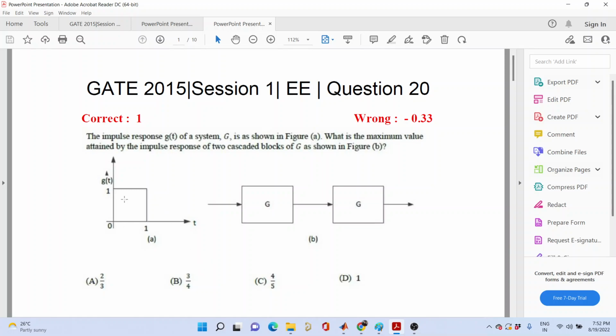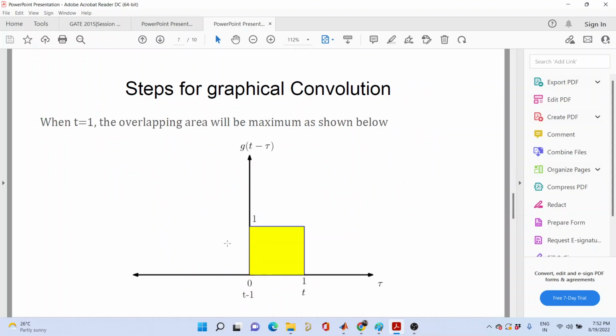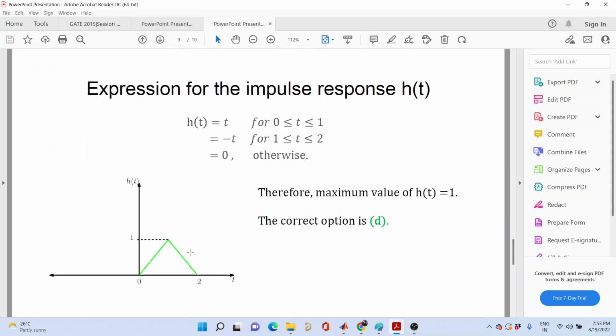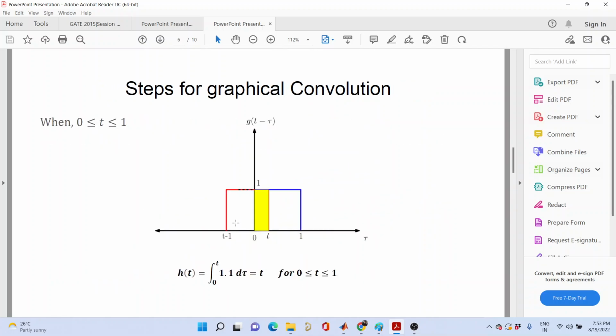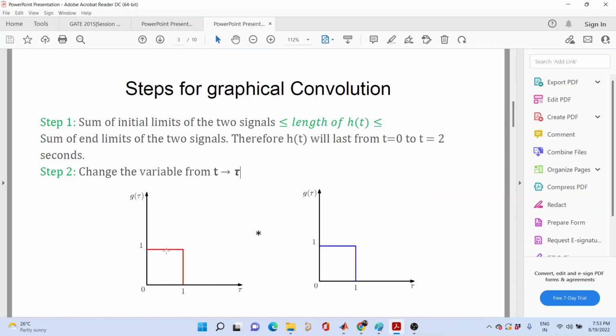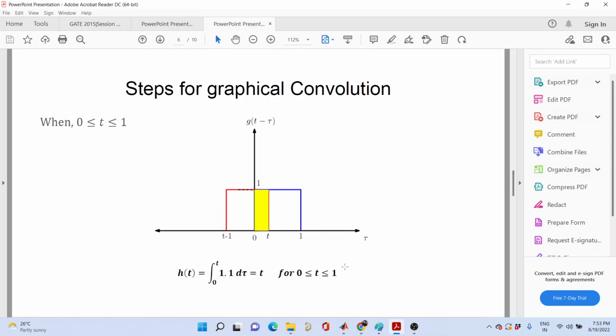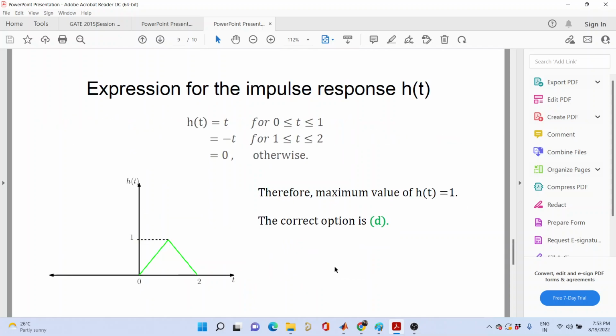I'm saying that the slope of the rising arm of this signal, the slope of h(t), must be equal to the product of the amplitudes of each of these signals. Here the amplitude is 1, here the amplitude is also 1. So the slope of the rising arm would be 1 into 1, that is unity. It is applicable only for rising arms. For falling arms it would be the negative of that.